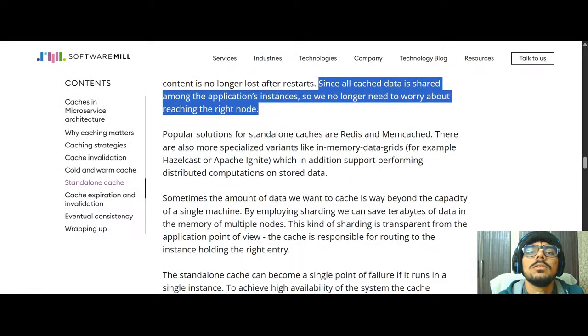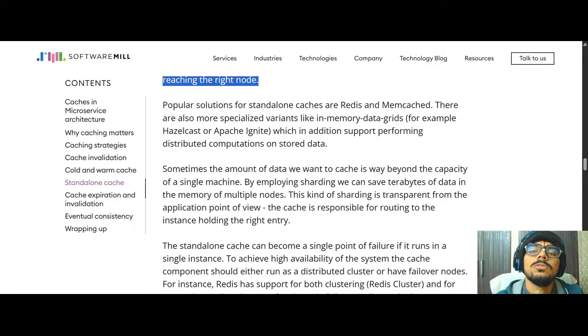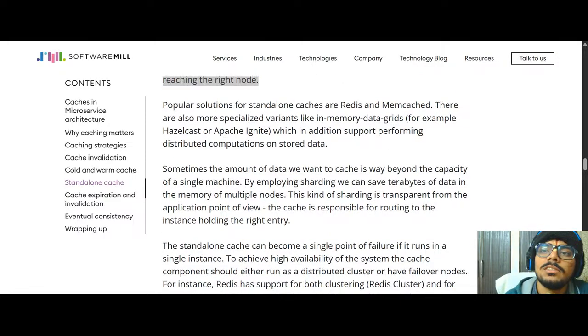Let's have a look. Popular solutions, yeah, this one as well. I'll have to mention it. Popular solutions are Redis and Memcached.